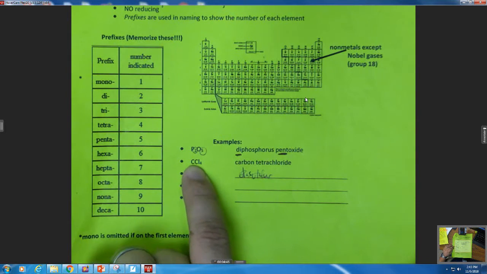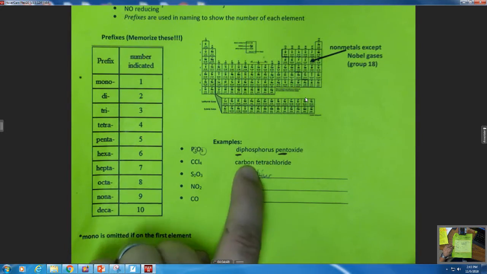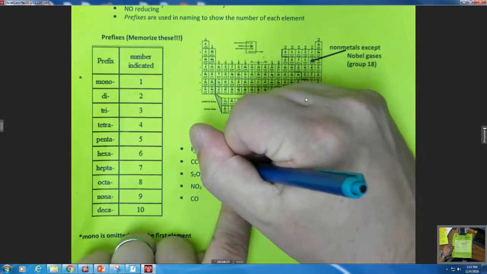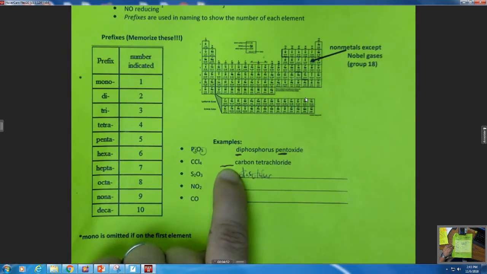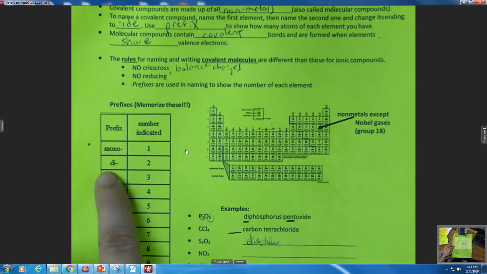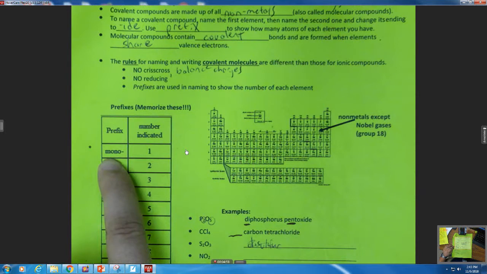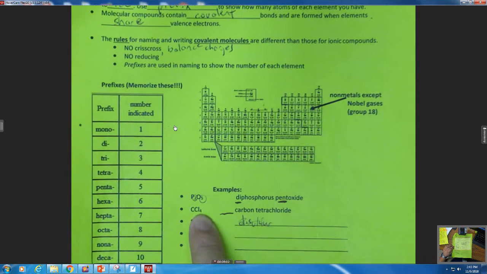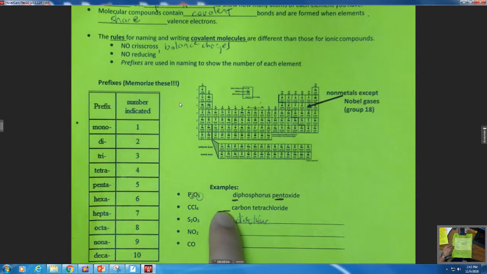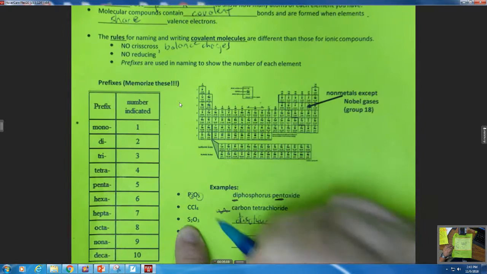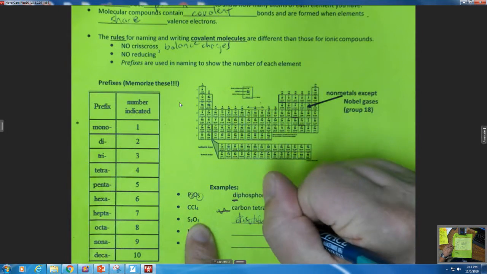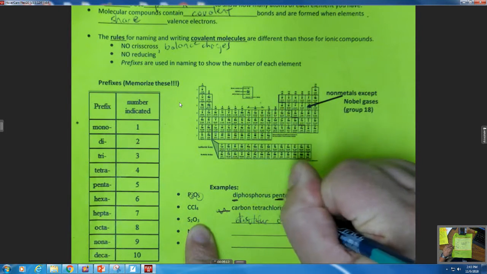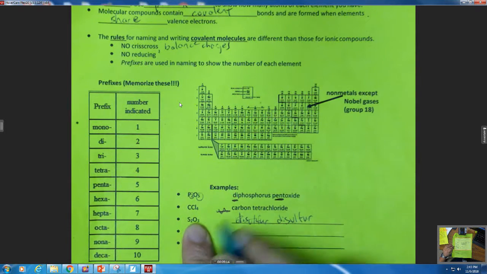All right, you'll notice the second example, carbon tetrachloride. Notice that carbon does not have a prefix. There's nothing in front of carbon, and that is because you never have to use mono if mono is the first element. If there's only one of the first element, you don't use mono. So you don't call it monocarbon tetrachloride, you just call it carbon tetrachloride. All right, this would be S2O3, which is called disulfur trioxide.